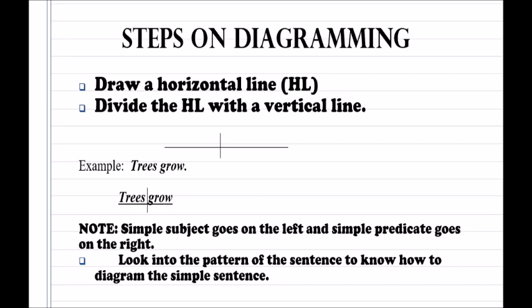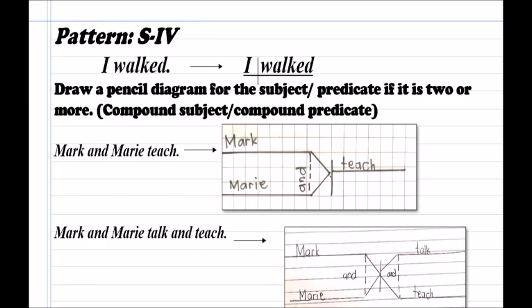Now, to be able to understand more on how to diagram a simple sentence, just look into the pattern of the sentence. For example, the pattern would be SIV or subject and intransitive verb. I walked. I would be placed in the left side and walked will be placed on the right side, since this is the subject and this is the predicate.